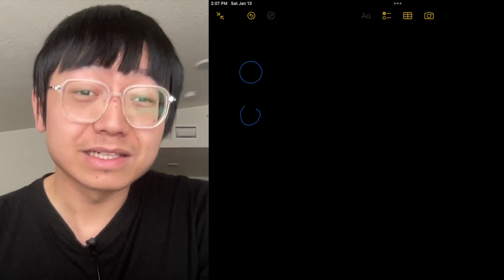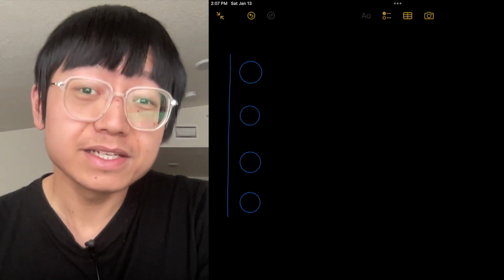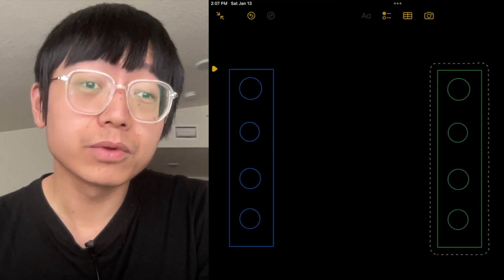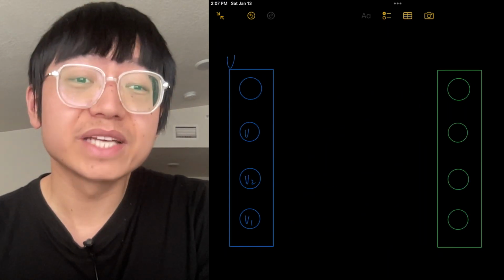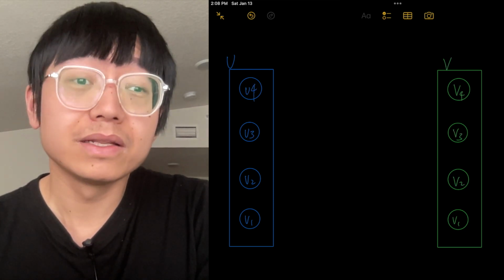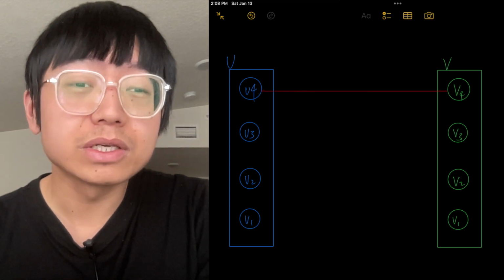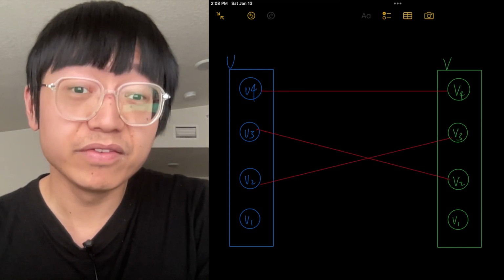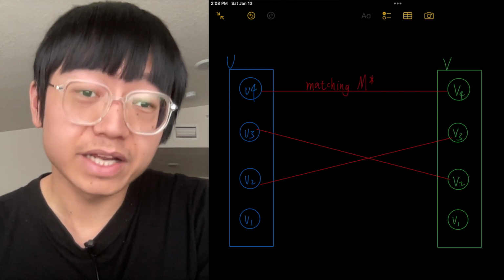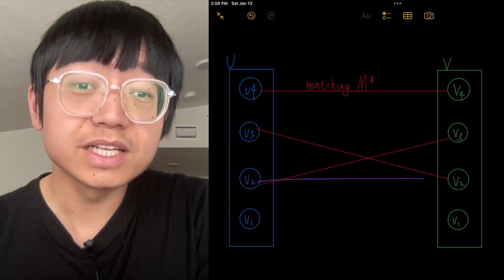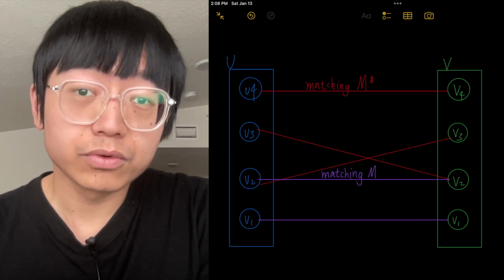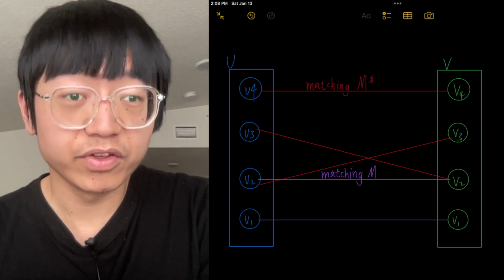We have a bipartite graph with two sets of vertices, set U, which contains elements U1, U2, U3, U4, and set V, which contains elements V1, V2, V3, and V4. And we have a matching M, which includes the edges (U1, V1) and (U2, V2). And we have another matching M star, which includes the edges (U2, V3), (U3, V2), and (U4, V4).